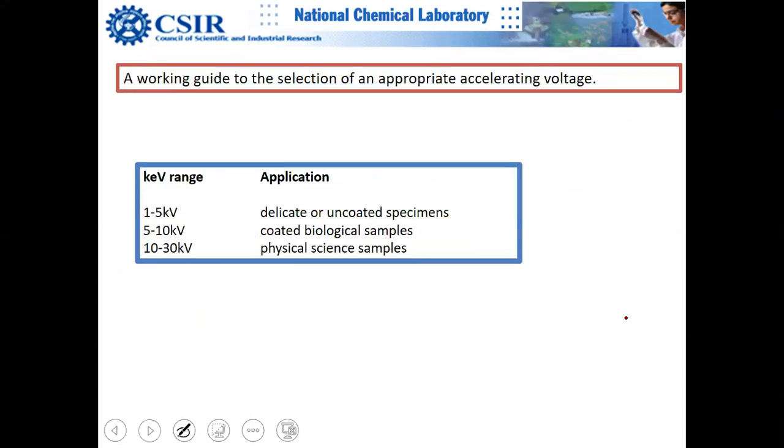There is a selection guide, a very rough guide. If you choose between 1 to 5 kV, you can use it for biological samples or uncoated samples where there is no charging. Delicate means uncoated biological samples. But if you coat biological samples, then you can increase the energy, and 10 to 30 kV is for your chemistry samples, which are inorganic chemistry basically, not polymers. For polymers, you can take lower voltages.